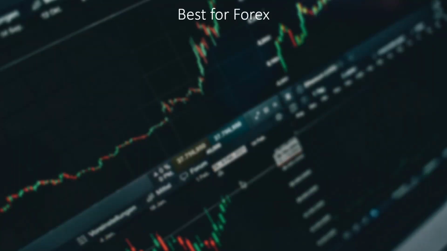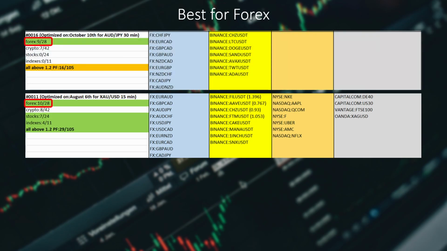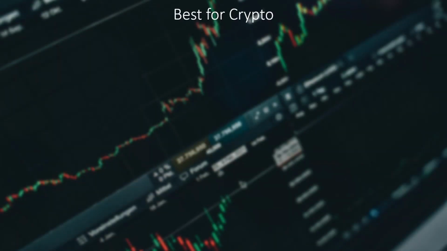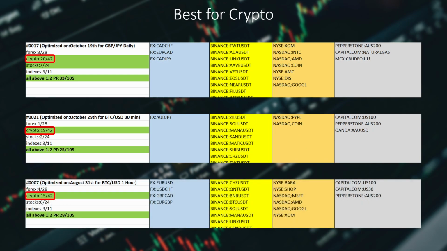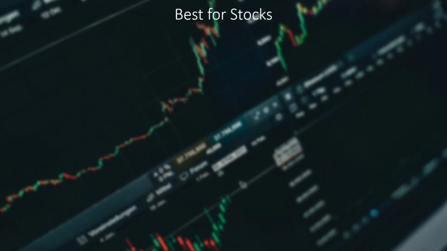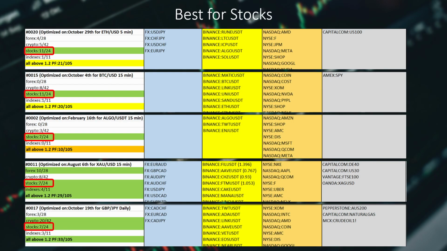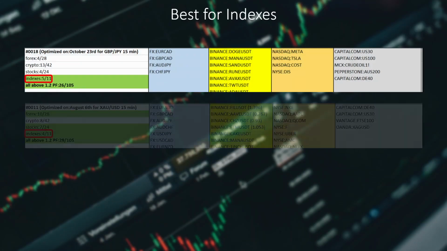For Forex, the optimization that had the highest number of pairs with results above 1.2 profit factor is the 0011 with 10 passed assets. Following that, we have 0016 with 9 and 0009 with 7 passed assets. For crypto, the best optimizations based on results after optimization date are the 0017, 0021 and 007. For stocks, the best optimizations are 0020, 0015, 002, 0011 and 0017. And for indexes, the best optimizations are 0018 and 0011.